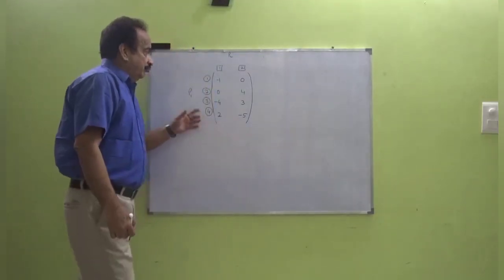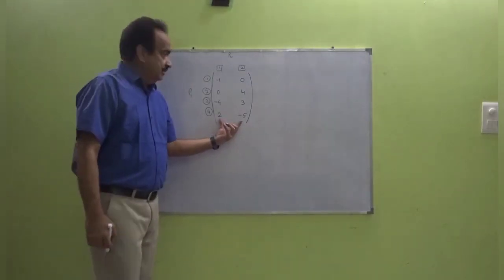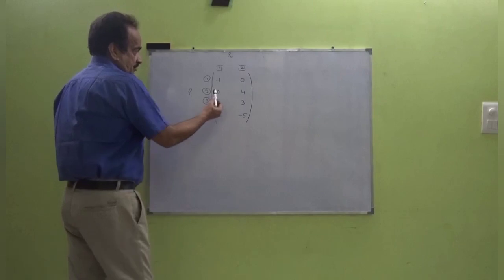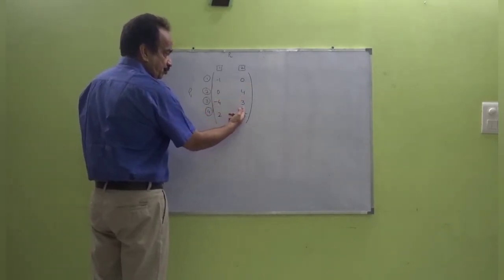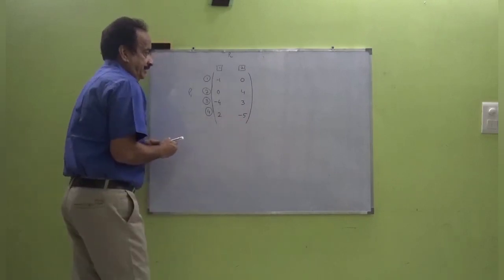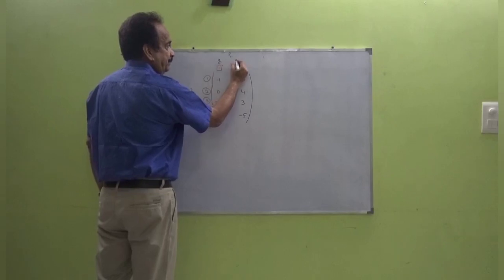Solve the game having 2 rows. Now let's solve another game having 2 columns. Now look at this payoff matrix: minus 1, 0, 0, 4, minus 4, 3, and 2, minus 5. Since the game has 2 columns only, we'll start with player P2.